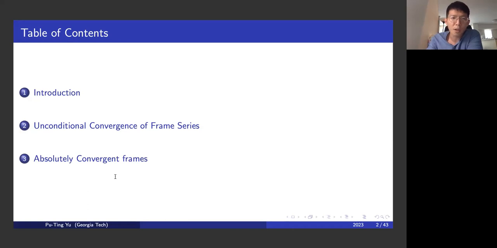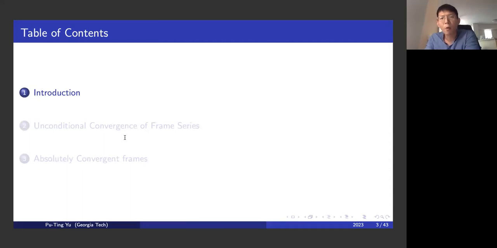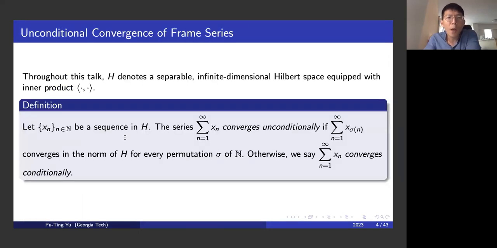Okay, so let's get started. Essentially, today's talk will be revolving around unconditional convergence and frames. So let me first introduce what unconditional convergence and frames are. Throughout this talk, we will use H to denote a separable infinite dimensional Hilbert space equipped with inner product. Let x_n be a sequence in H. Then we say the sum of x_n converges unconditionally if the sum of x_{σ(n)} converges in the norm of H for every permutation σ of the natural numbers. Otherwise, we say this infinite sum converges conditionally.